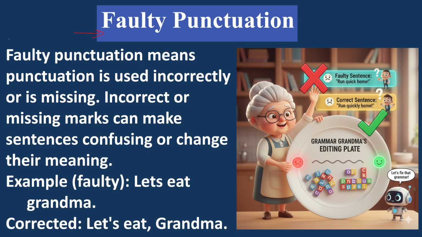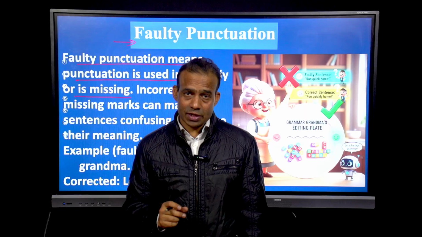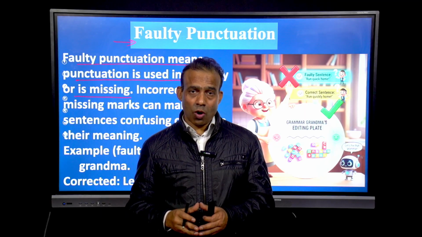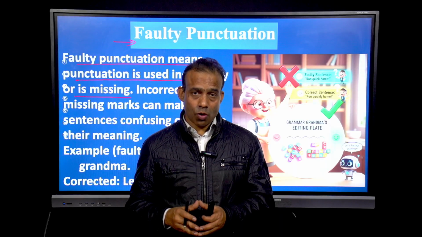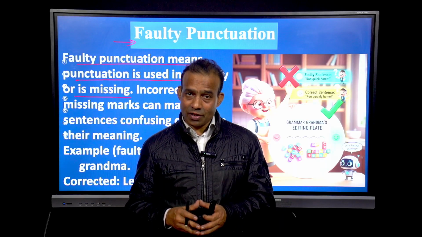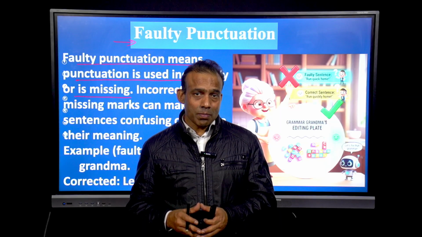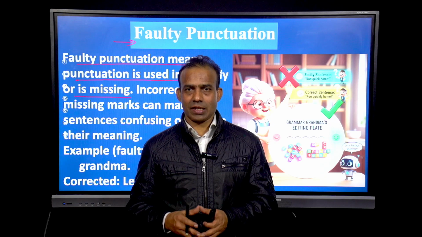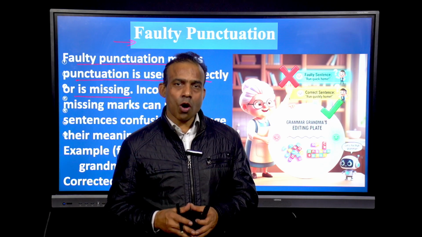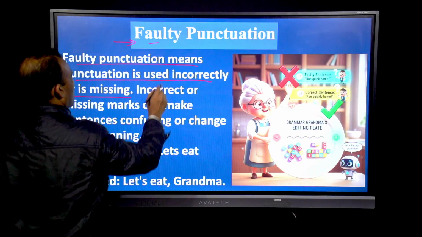Before reading and understanding faulty punctuation, we have some idea about punctuation. Now, look at this faulty punctuation. Faulty punctuation means punctuation is used incorrectly or is missing. Yes, dear learner, there are 2 points. Faulty punctuation is when we use wrong punctuation marks at different places, or we miss the punctuation mark where it is necessary. This is called wrong punctuation or faulty punctuation.